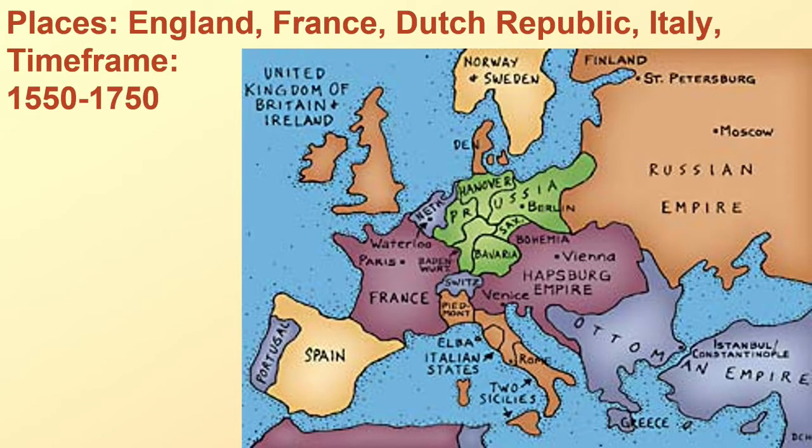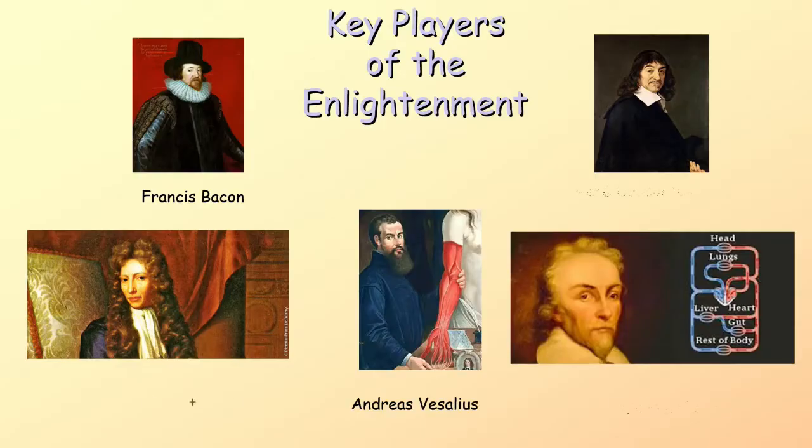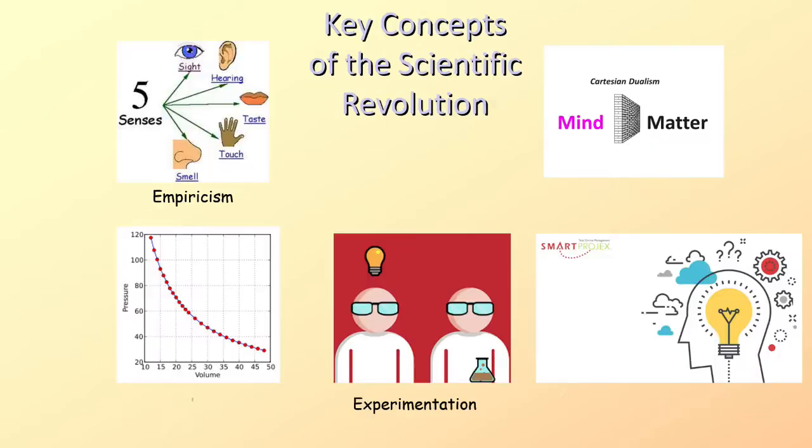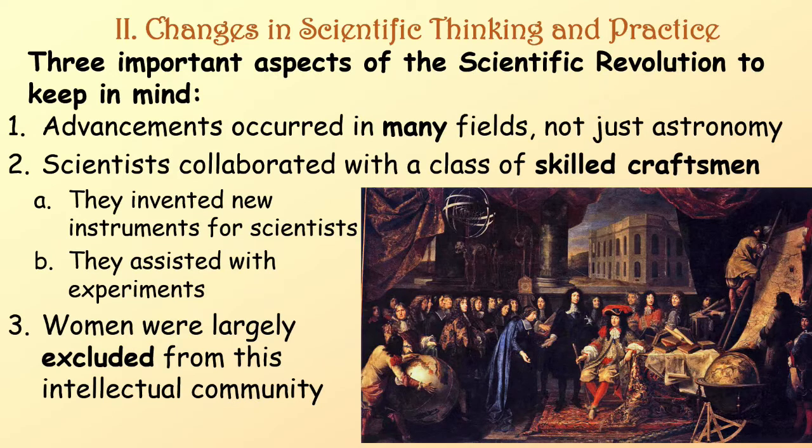And we're still in the same places: England, France, Dutch Republic, Italy. Key players of the Enlightenment, we've got a few different people now. We've got Francis Bacon on the left. We've got René Descartes on the right. We also have Robert Boyle, Andreas Vesalius, and William Harvey. Key concepts of the Scientific Revolution: empiricism, Boyle's law, experimentation, this idea called first principles, and Cartesian dualism.